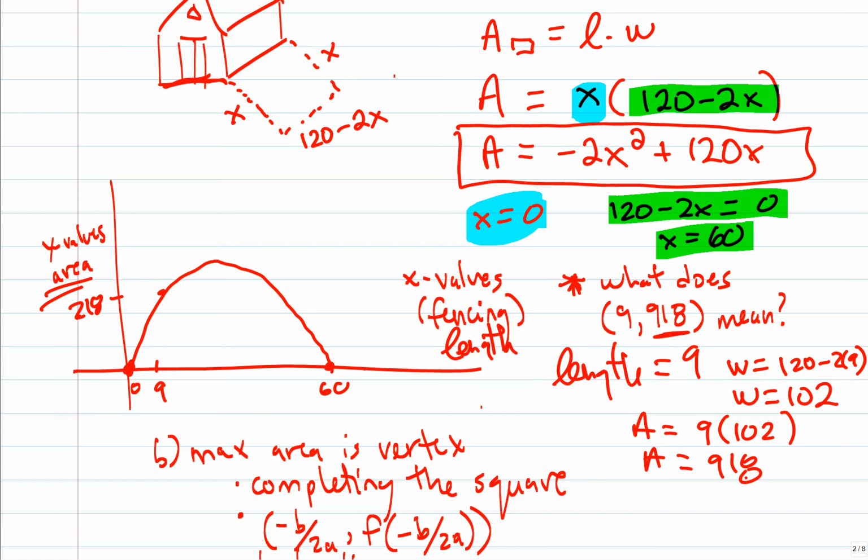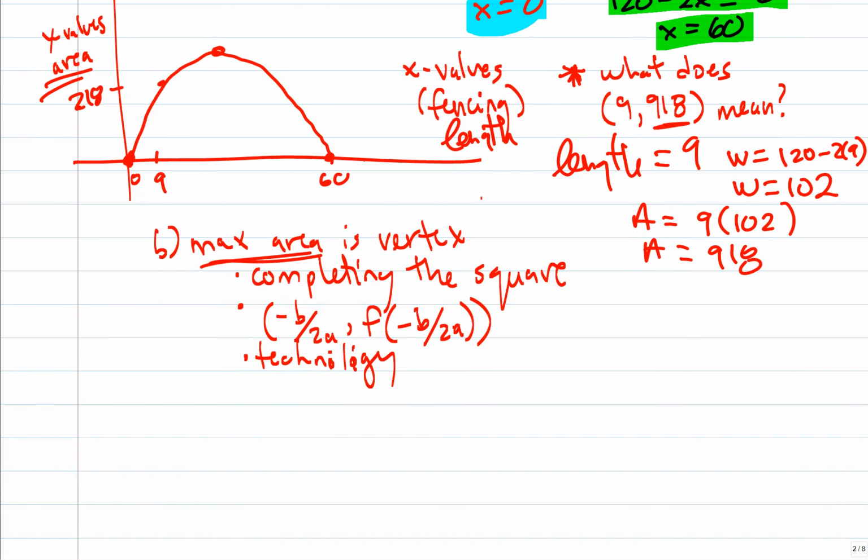Well, why is this important? Because the next thing it wants us to do is to find the maximum area. Well, the maximum of this parabola is going to be the vertex. So if they want the max area, then we're basically wanting to find the vertex of this equation.